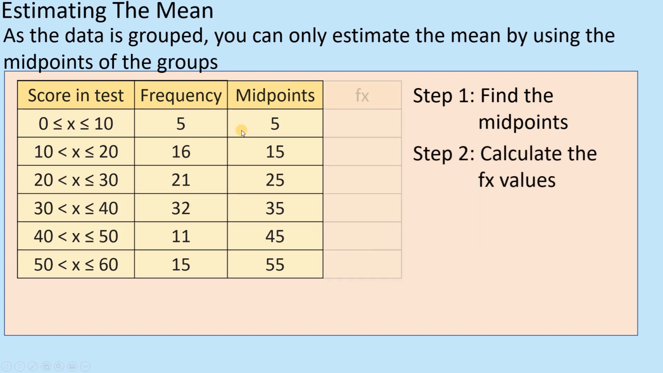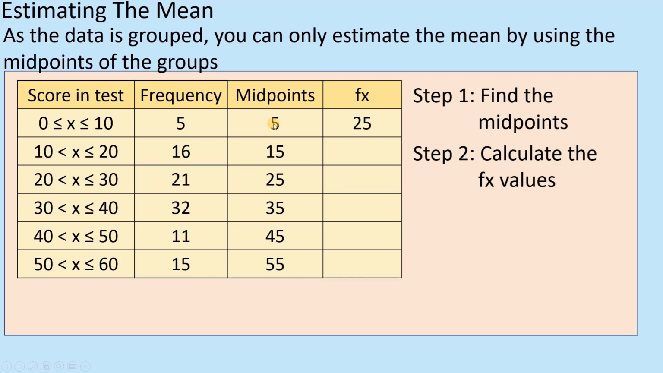So we need another column which we call the FX column, which is me doing that. So 5 times 5, which is 25. And here is where I mentioned using the calculator. 15 times 16, which is 240. 25 times 21, which is 525. 35 times 32 is 1,120. 45 times 11 is 495, and 55 times 15 is 825. These numbers are my estimate of all the scores added up together. So all the scores between 30 and 40 added together: we've estimated an average of 35, and said it's 32 lots of 35, so that's them all added up together.